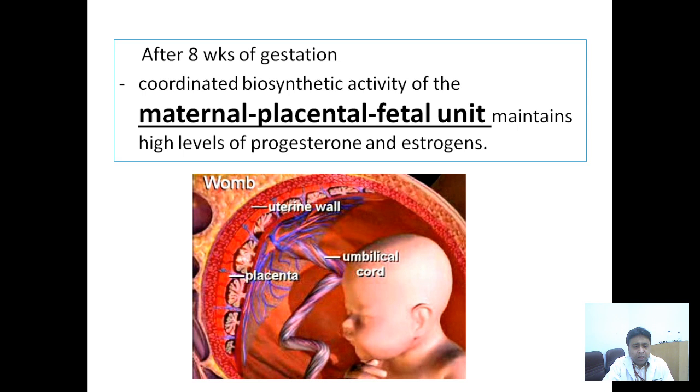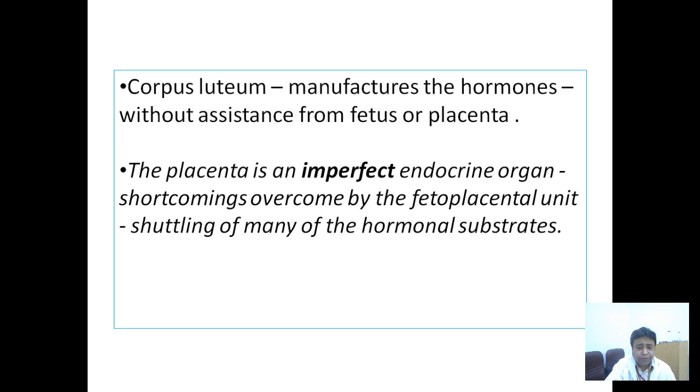Now we are talking about the placenta. I'm going to focus on a very important thing: the placenta is an imperfect organ. Why is it an imperfect organ? Because the entire repertoire of enzymes important for synthesis of all the hormones is not present in the placenta. That makes it even more important for today's class, which is about how these three units, the placental unit, the fetal component, and the maternal component, coordinate with each other in a linear manner and help each other.